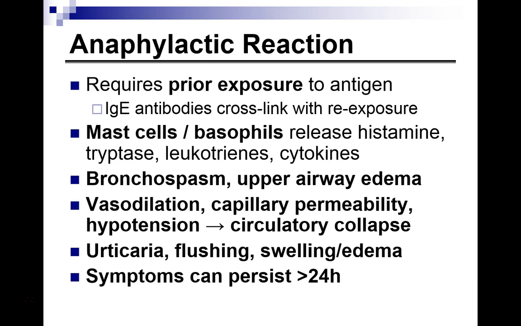Mast cells or basophils will then release histamine, as well as other vasoactive substances like tryptase, leukotrienes, and cytokines. Patients will experience bronchospasm and upper airway edema, vasodilation, capillary permeability, hypotension, and even potentially circulatory collapse. Their skin will show urticaria, flushing, and swelling or edema, and these symptoms can persist for more than 24 hours.